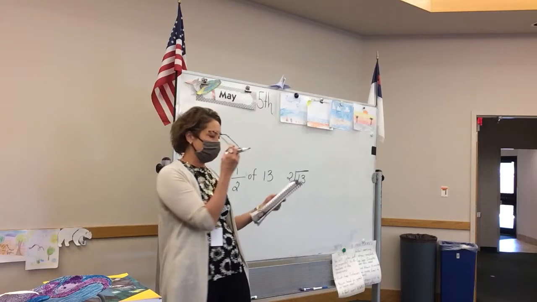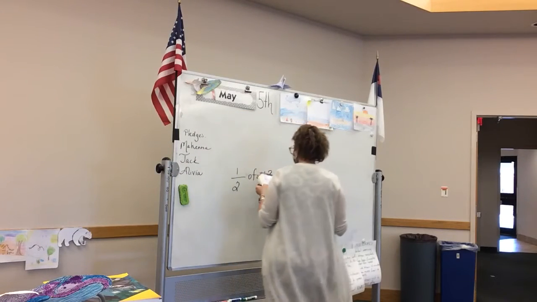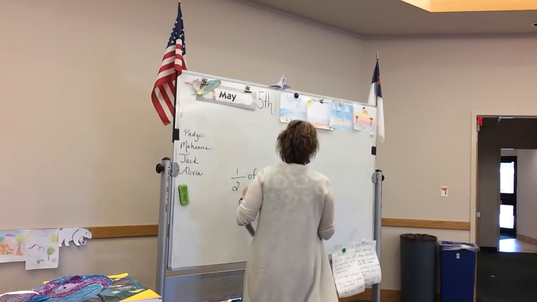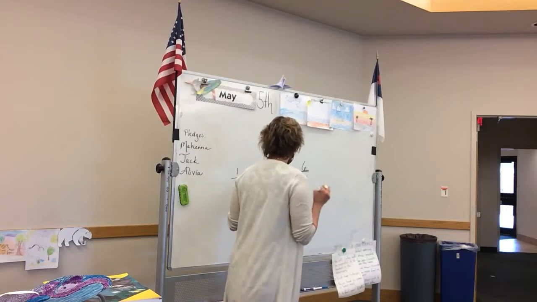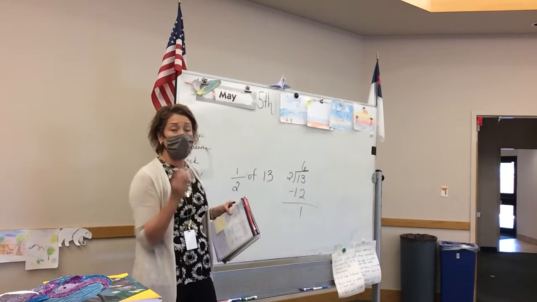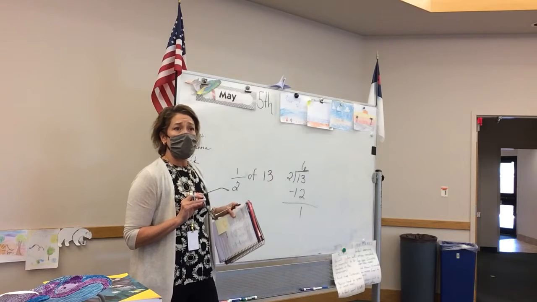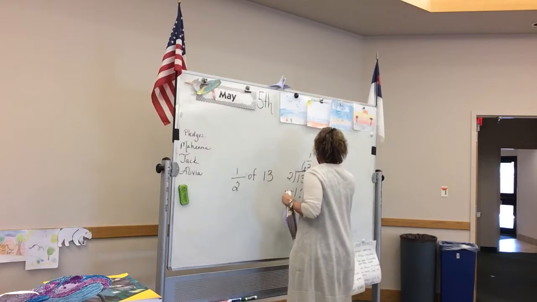James? 6. What is 6 times 2? 12. What is 13 minus 12? 1. And what are we going to do here? What is the final fraction, James? 1/2. 6 and 1/2. Very good.